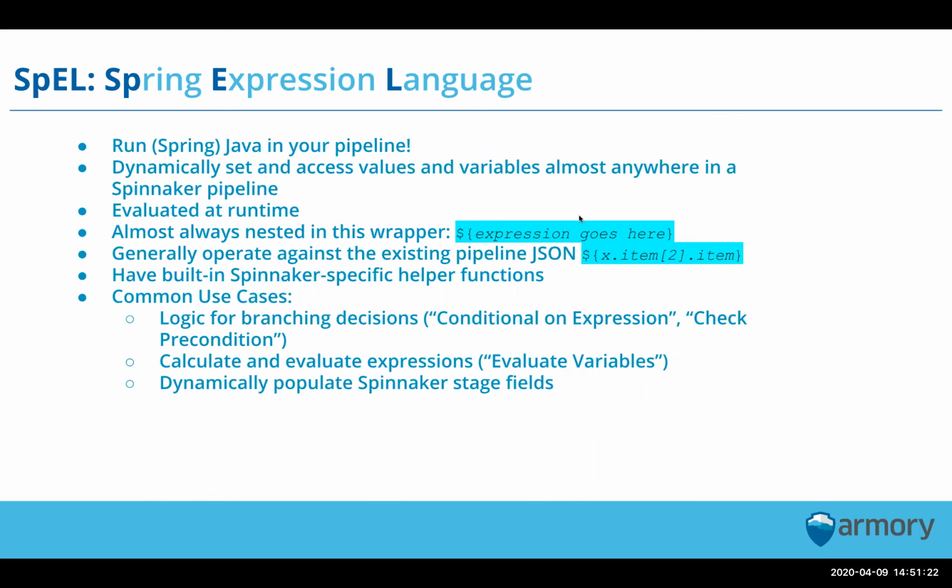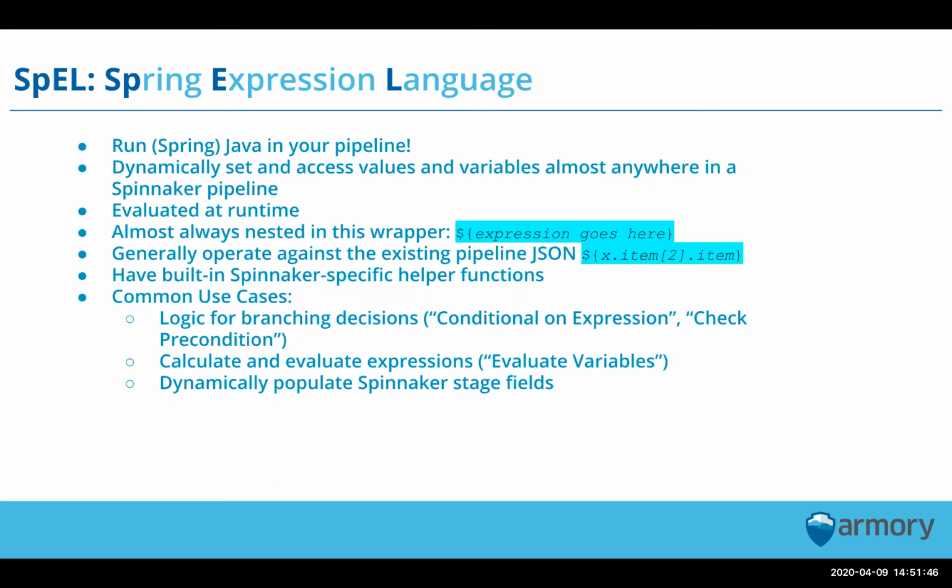You usually want to nest it in this wrapper, so you have your expression in curly brackets with a dollar sign in front of it. You can almost always operate against the existing Spinnaker pipeline JSON. And then there's a number of helper functions built into Spinnaker that make this easier to do. So there's a lot of different ways you can use this. It's very powerful. Some of the more common use cases is you can use this for branching decisions.